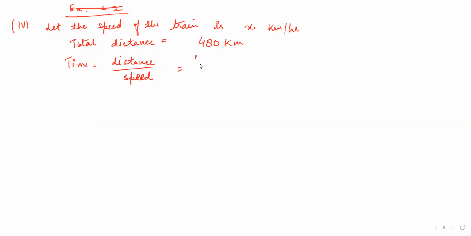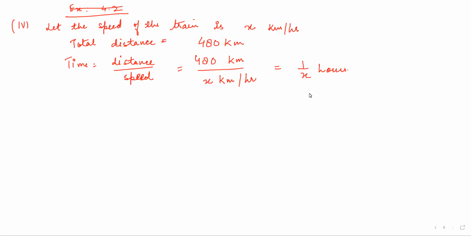So this is 480 kilometers and speed is x kilometer per hour, right? So the kilometer will be gone. It will be 480 upon x hours. Understood? That's the time. Now come back to the question.